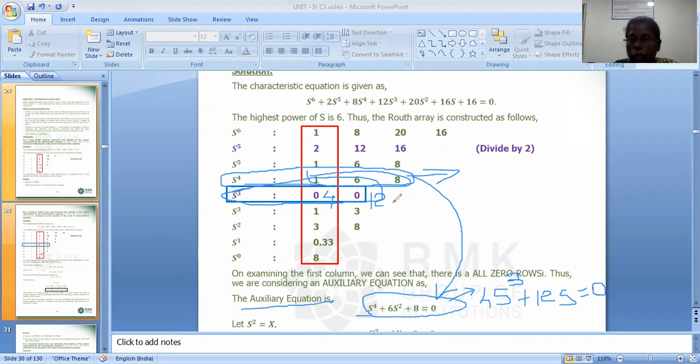4, 12: 4 is a common divisor. So therefore, you can simplify this row. If you divide it by 4, this row will become 1 and 3. 4 by 4 is 1, 12 by 4 is 3.